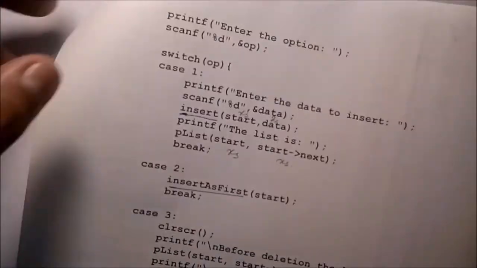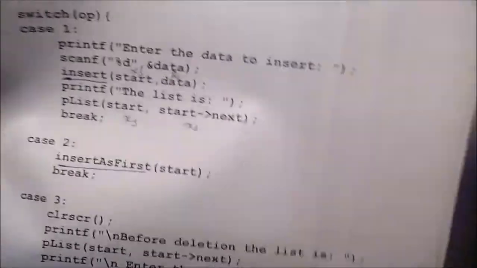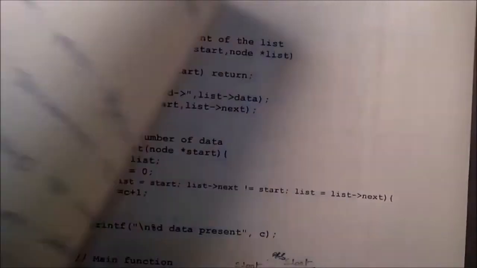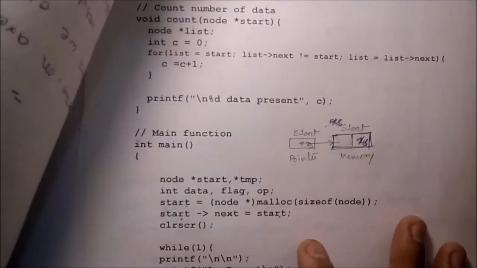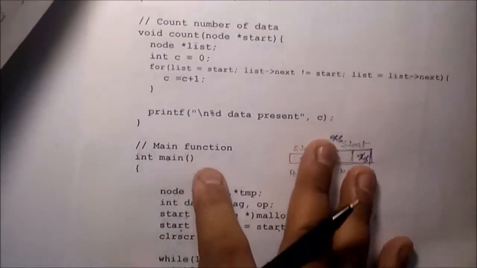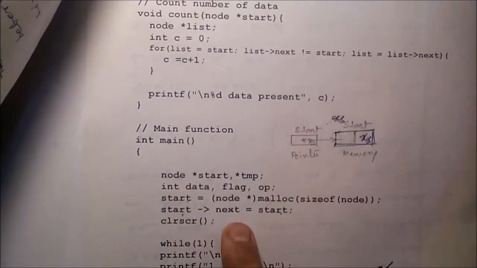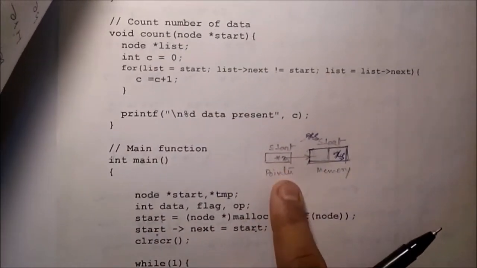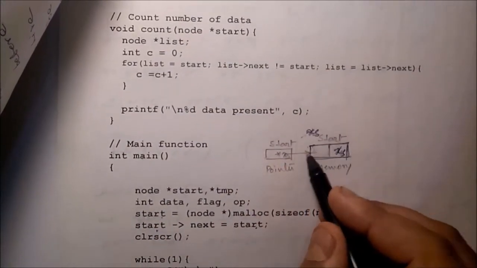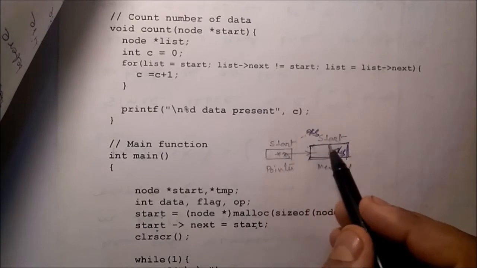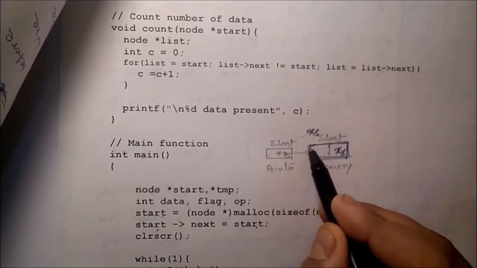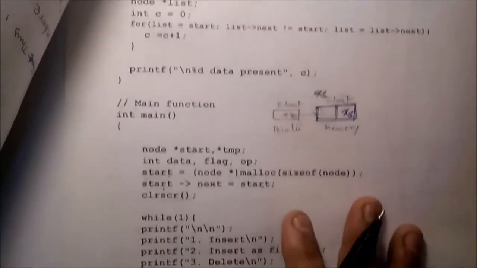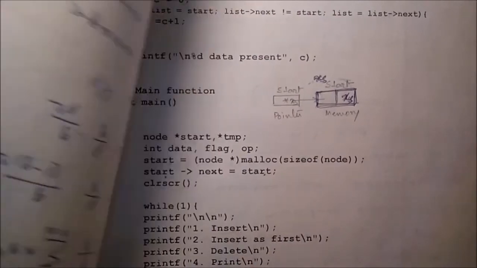Okay. Now we can see here, execution will start from the main function. This is the main function. We have created one start point. So assume it is a start. Forget about this particular portion. Assume it is a start. Now we just press insert 1.